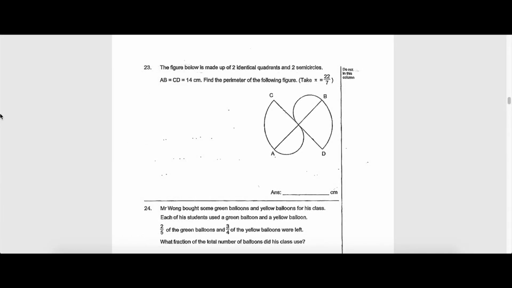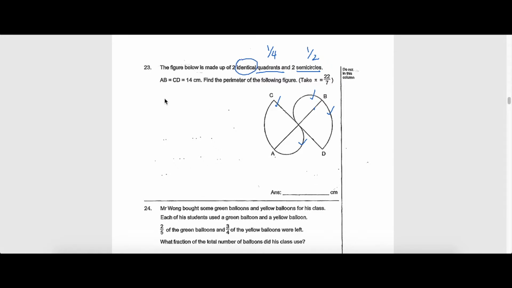For question 23, the figure below is made out of two identical quadrants. Quadrants means 1/4 of a circle, and semicircle means half of a circle. Okay, the two quadrants are here, and the two semicircles are here. Alright, so AB equals to CD. So if AB is 14, there are two semicircles, right? And they are identical also.